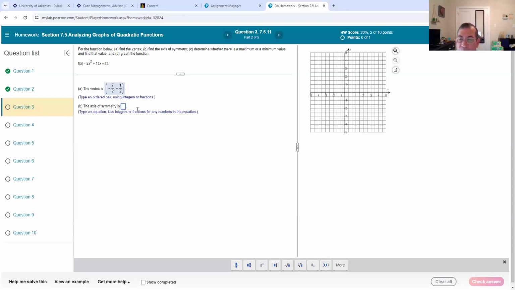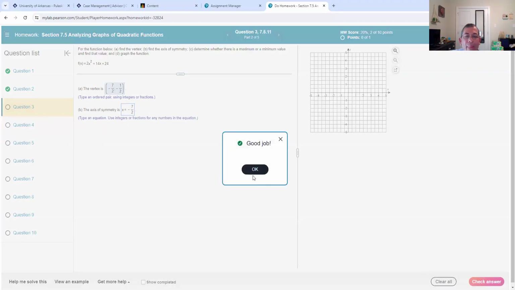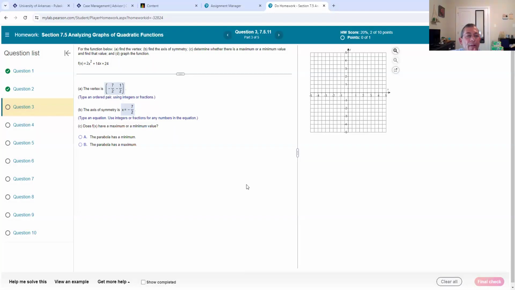Oh, let me get you. So we know it's what? X equals, what do you got there? Negative 7/2, perfect. X equals negative 7 divided by 2. Good job. We checked that. So we said this would have a minimum. So y'all, what you do on this, you click the A for minimum and hit enter.